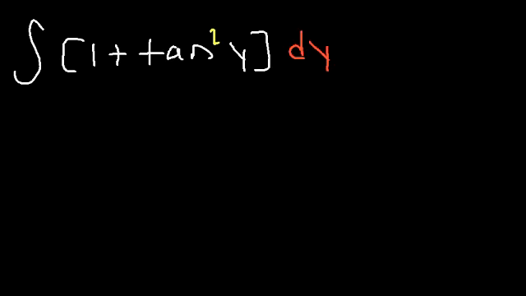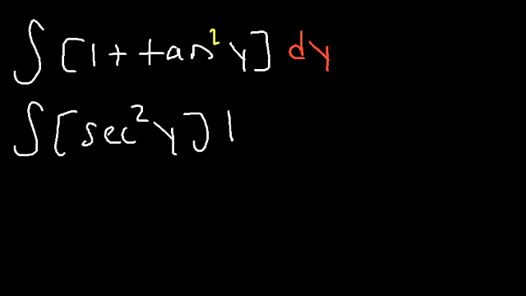The antiderivative of 1 dy is just y. But the antiderivative of tangent squared, we don't have an expression for that. However, 1 plus tan squared is an identity. 1 plus tan squared is secant squared. And the antiderivative of secant squared is simply tangent. So the whole answer is tangent y plus c.